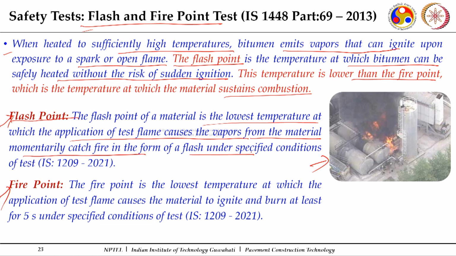So, I can heat a binder sample and reach temperatures where vapors get generated. If a flame is brought near it and you see some flashes, then you can call it the flash point. And if you further heat it, then the material starts burning, it ignites. That is your fire point. We do not check for the fire point, we check for the flash point.